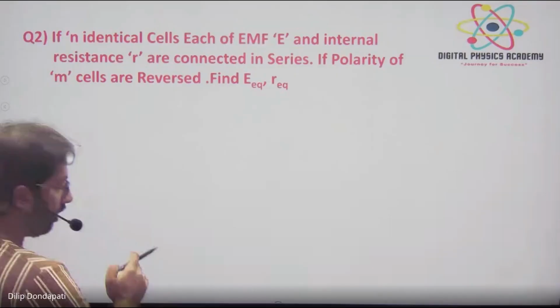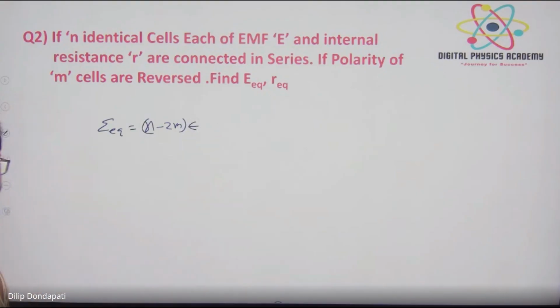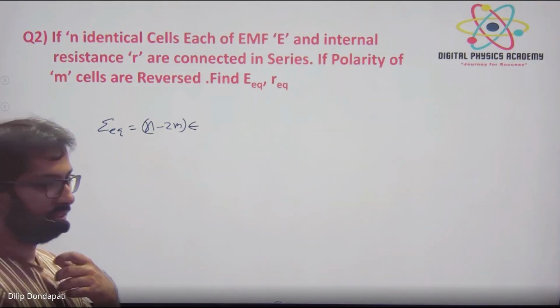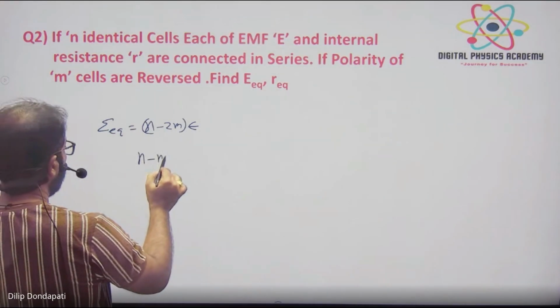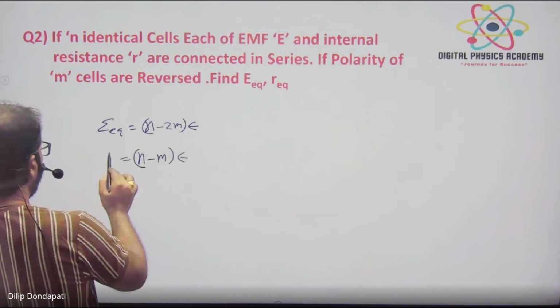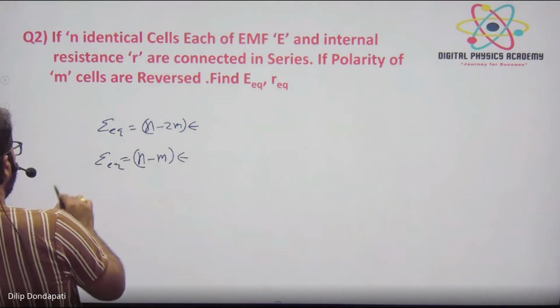N minus, E equivalent how much? N minus 2ME. We will see. So won't it be N minus M into E? Okay, your answer is N minus M into E. Okay, we will see. Next.